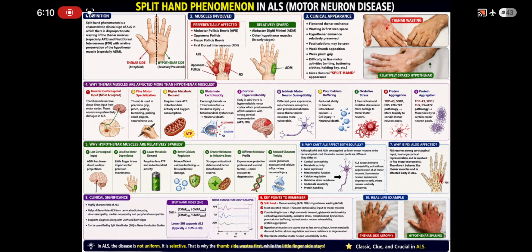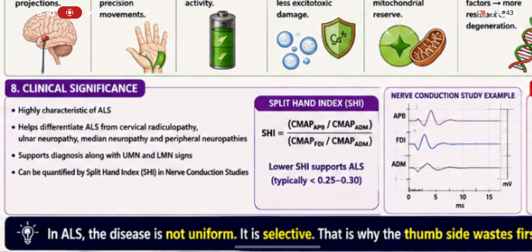From a clinical perspective, the split hand phenomenon is extremely valuable. It is considered one of the characteristic bedside signs of ALS and helps differentiate ALS from disorders such as cervical radiculopathy, ulnar neuropathy, median neuropathy, and many peripheral neuropathies, where this selective pattern of muscle wasting is generally absent. The split hand can also be quantified electrophysiologically using the split hand index, SHI, during nerve conduction studies, providing additional objective support for the diagnosis.